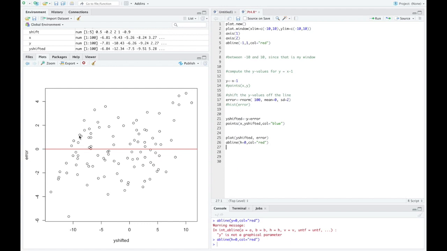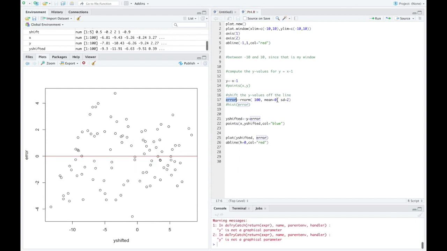And you'll notice as you go across here, these points are sort of evenly spread above the line y equals 0 and below the line y equals 0, which they should be if you remember that these errors are supposed to be random normal with a mean of 0. So you should have some above and some below that line, about 50% above and about 50% below.